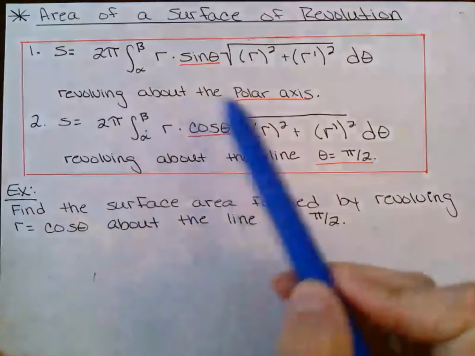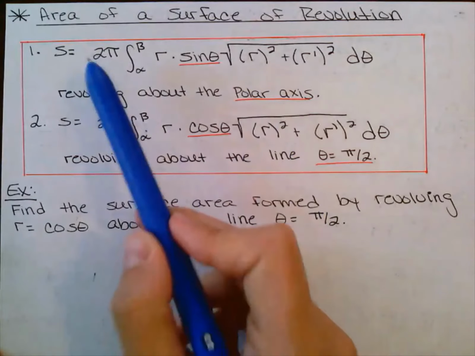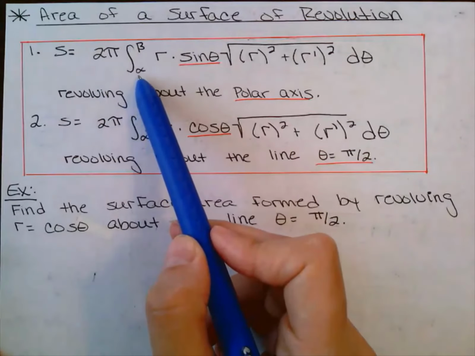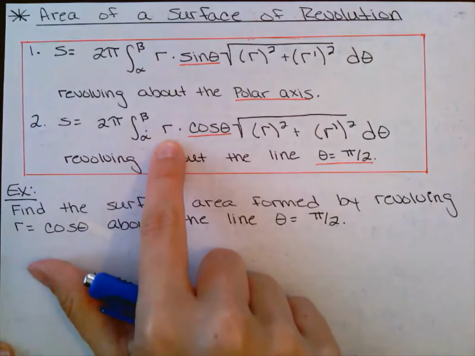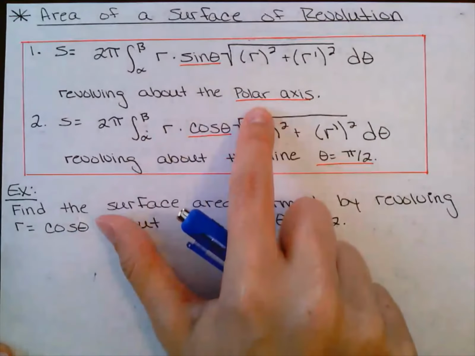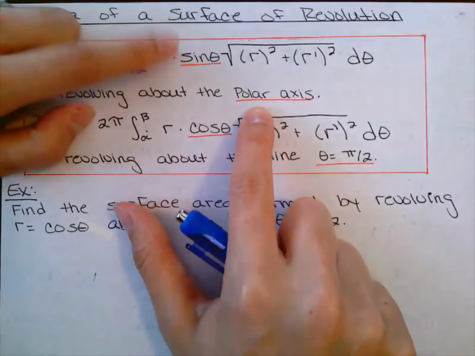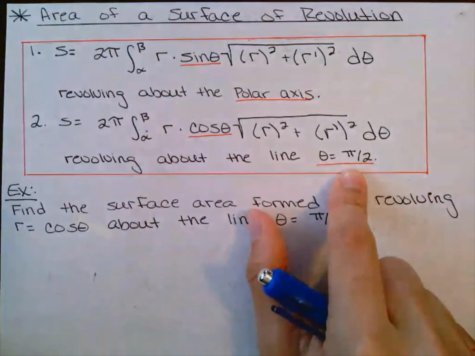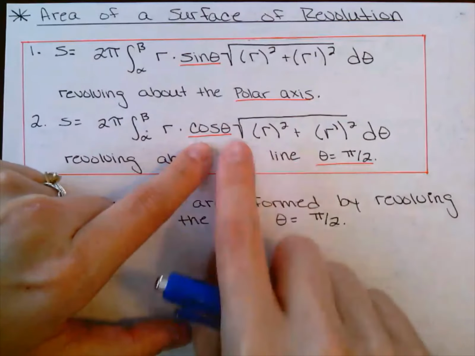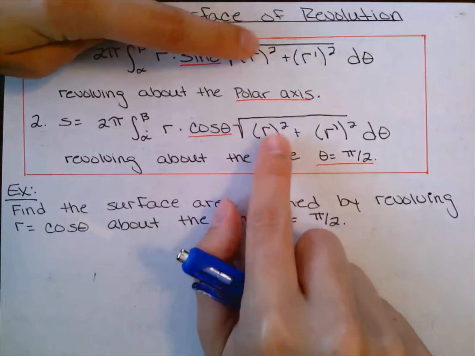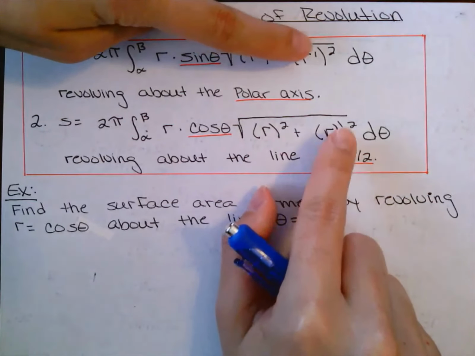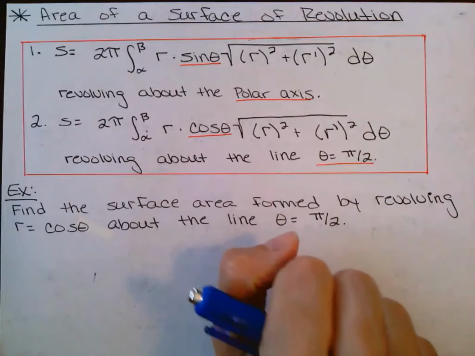So if we're revolving around the polar axis, we have 2 pi times the integral from alpha to theta. All this is the same, right? And then times r, which is a function they give you. If it's around the polar axis, you have to multiply a sine in there. If it's around pi over 2, then you have to multiply cosine in there, and then the rest is the same. The square root of the function squared plus the derivative of the function squared, all with respect to theta.